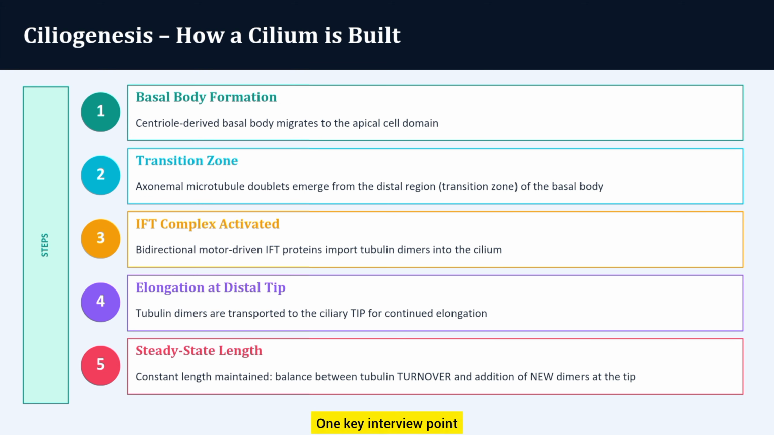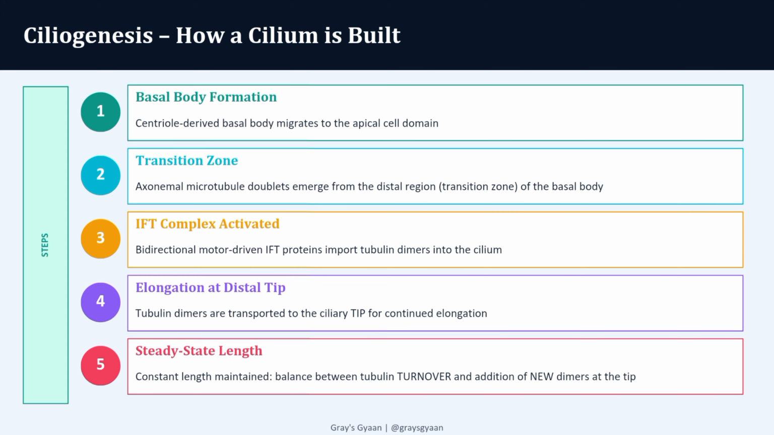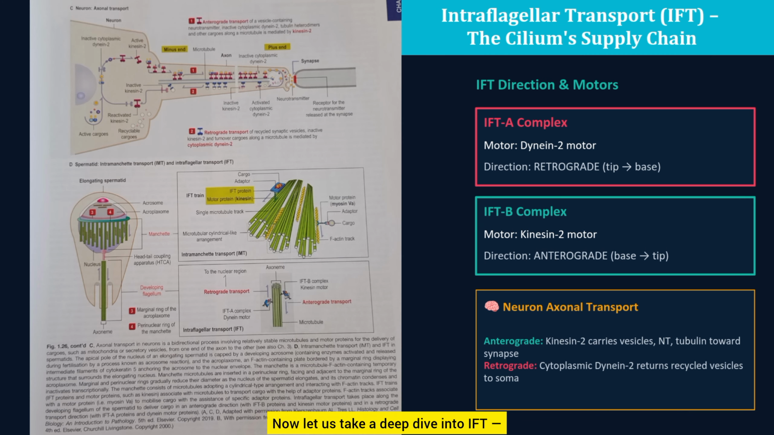One key interview point: the length of a cilium is not determined by a fixed gene, it is a dynamic balance. A very interesting concept. Now let us take a deep dive into IFT, because this is a concept where interview questions almost always come. The full name is intraflagellar transport. This is a bidirectional transport system, meaning it travels in both directions, from base to tip and from tip to base. There are two complexes, IFTA and IFTB.